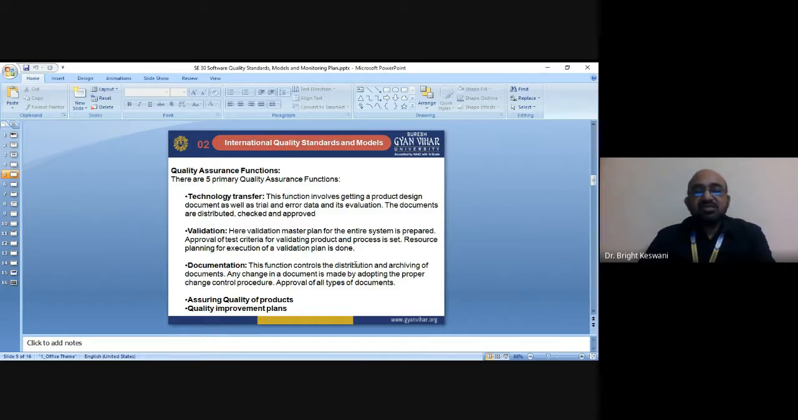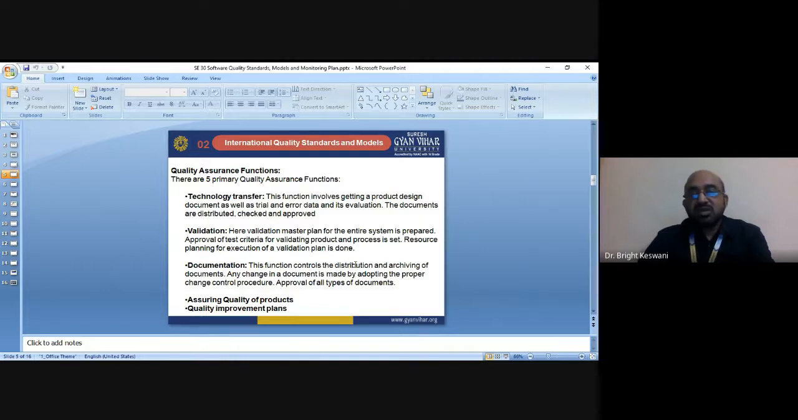As far as validation is concerned, a validation master plan for the entire system is prepared. Approval of test criteria for validation project, product, and process is set. Resource planning for execution of a validation plan is done under this validation process. In the documentation process, this function controls the distribution and archiving of documents. Any changes in the document are made by adopting the proper change control procedure and approval of all types of documents. So documentation is an important quality assurance function.